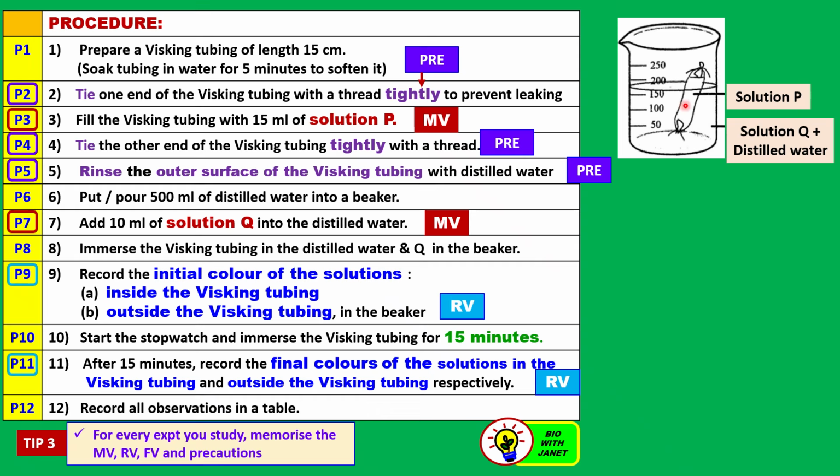So when you look at these 2 solutions, solution P will be a cloudy white solution, right? And solution Q plus distilled water, what color is it? Now you have to be very careful. When you record, don't mention it as a yellow color. They don't accept. They accept yellowish brown only. I think it's somewhere in the textbook also, or in the answers given, right? So yellowish brown solution. Remember this word, yellowish brown solution. That is the color of the iodine solution. Yellowish brown solution outside the Visking tubing in the beaker here. Now that is your RV1. That's the initial color of the solution.